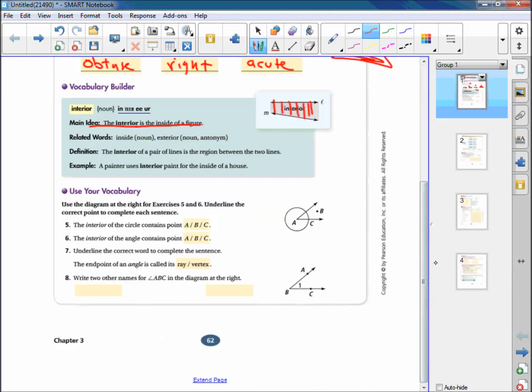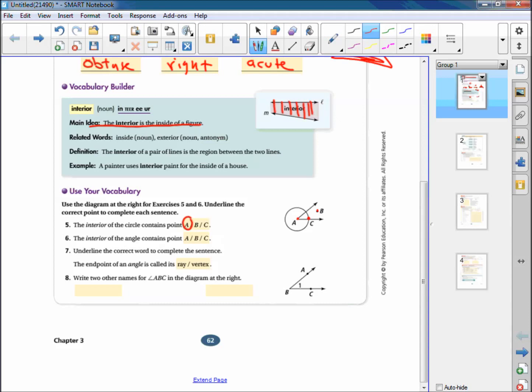Okay. Use this vocabulary. So use the diagram at the right for exercises 5 and 6. Underline the correct point to circle each sentence. And be careful here. We do have to have a point at A and a point at C. Okay. So the interior of the circle contains point A only. So A is in the interior, C is on the circle, and B is in the exterior of the circle. Okay, so on the circle is neither interior nor exterior.